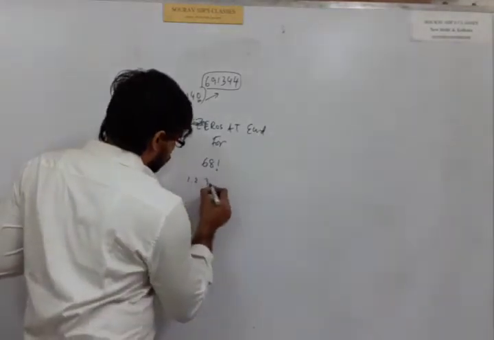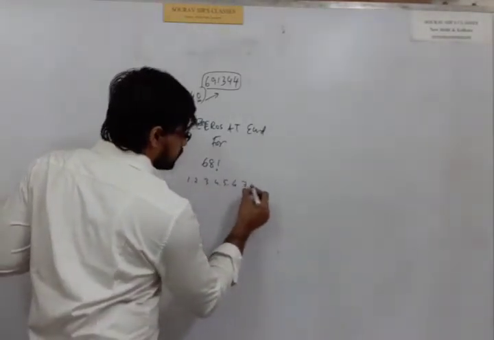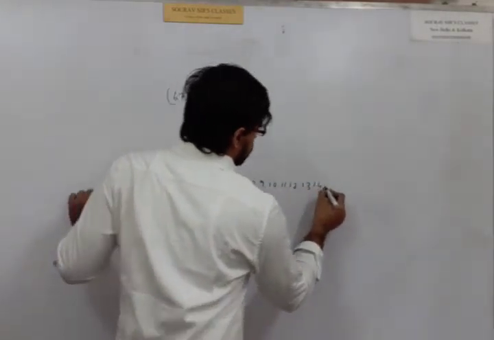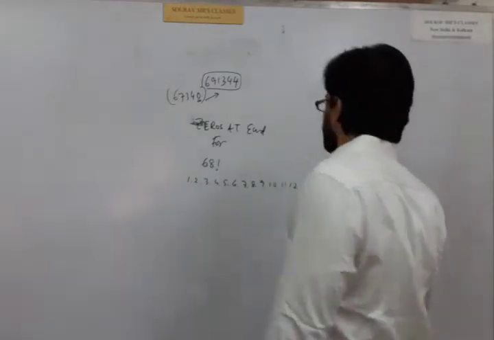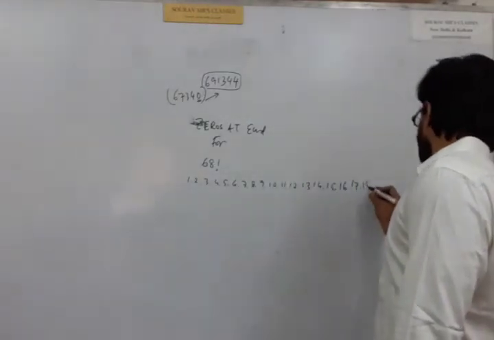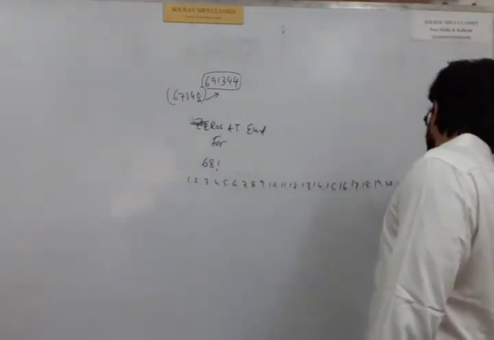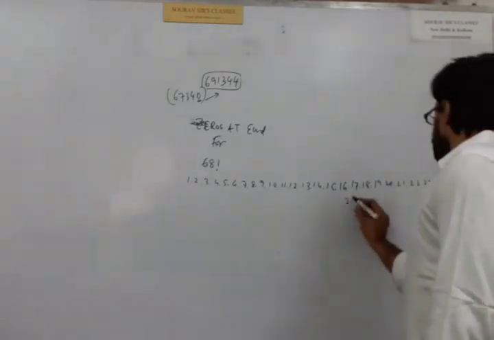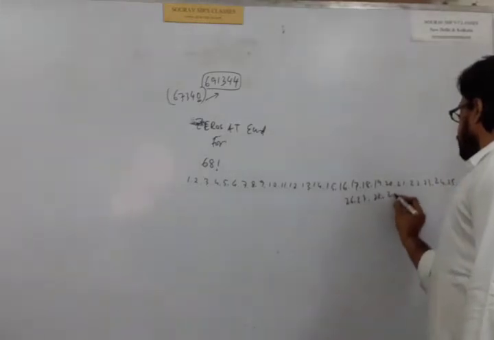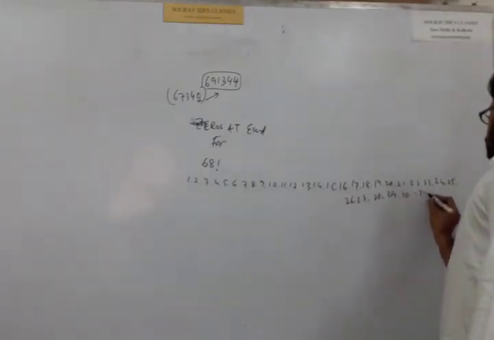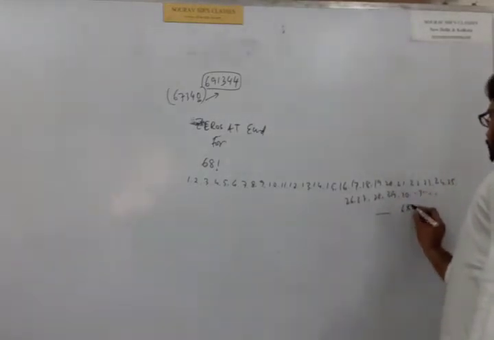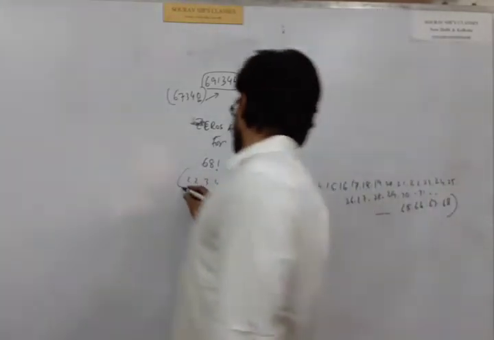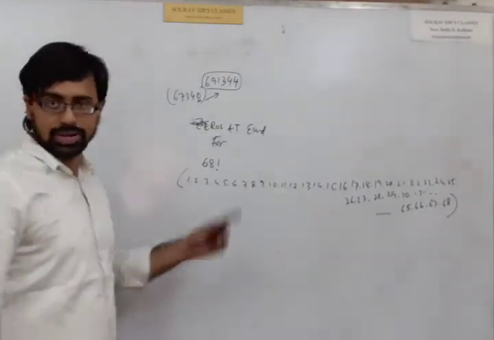1 into 2 into 3 into 4 into 5 into 6 into 7 into 8 into 9 into 10 into 11 into 12, 13, 14, 15. Don't worry, I will not write till 68. 17, 18, 19, 20, 21, 22, 23, 24, 25, 26, 27, 28, 29, 30, 31 and so on, 64, 66, 67 and 68. Isn't it a big product? Yes. Don't worry, I'm not asking you to find it out.